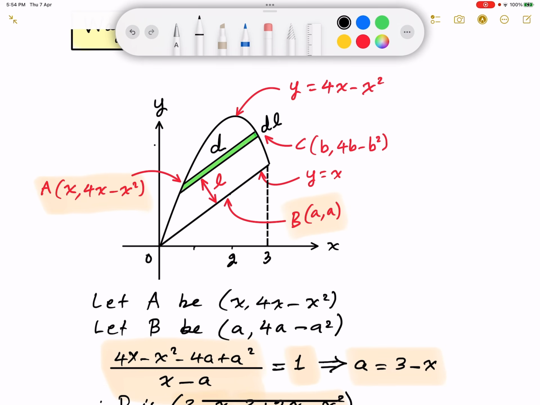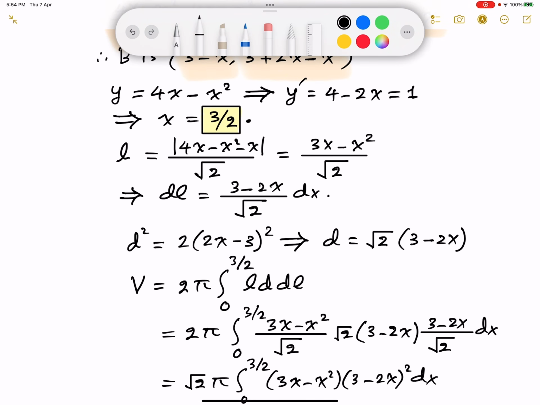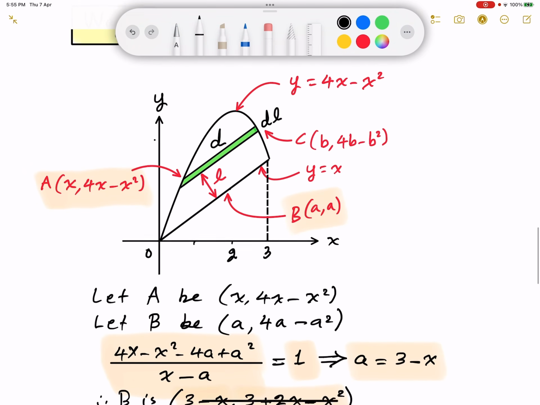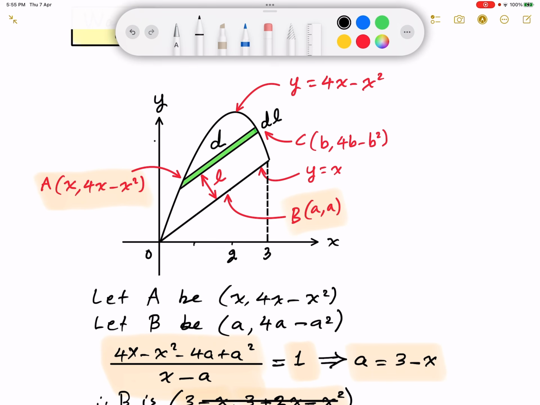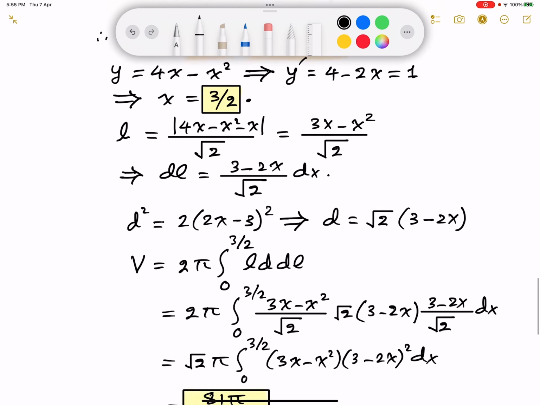Now, why do we need the point C? We need to calculate for the distance D. So to calculate for D, and I have calculated that here, it is going to be equal to 2 multiplied by 2x minus 3 all squared, and from that we can calculate for D. How did I calculate for D? You need to know the coordinates of A, which we know, and the coordinates of C. How do you calculate the coordinates of C? You need to find the slope between A and C and equate that with 1, and that's how you get the value of b, of course. And from that you can calculate for D squared, and from D squared you can calculate for D.